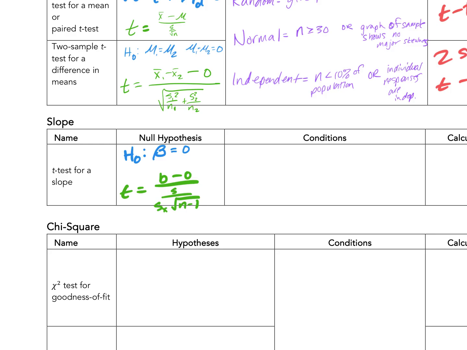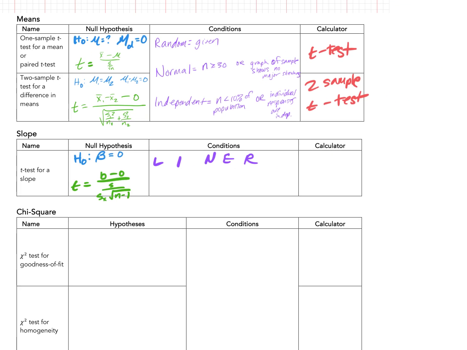All right, your conditions are linear. The same ones as above, okay? And technically in your calculator, again, you won't be using it. There is a LinRegTTest at the very bottom, but you won't be using it, so don't worry about it.